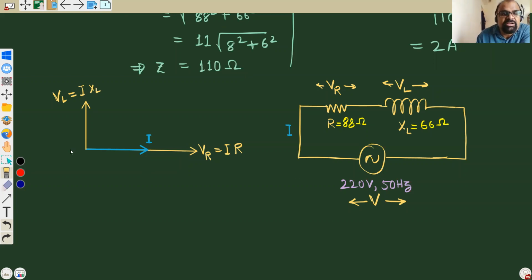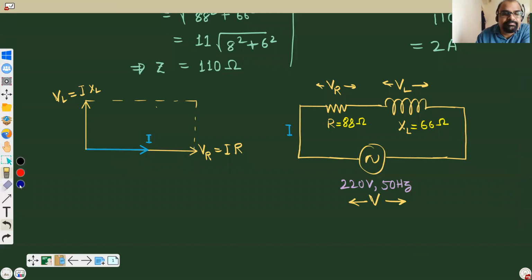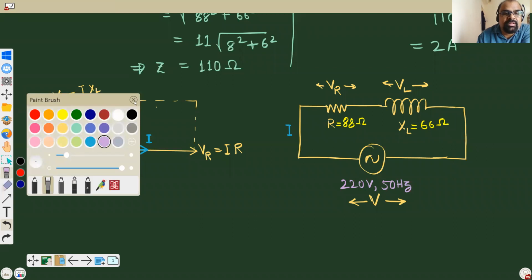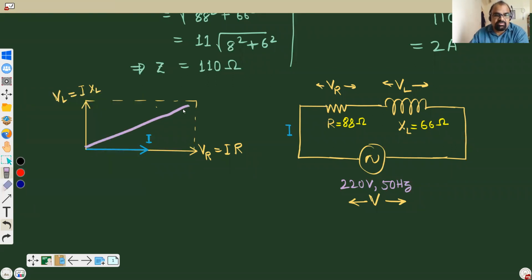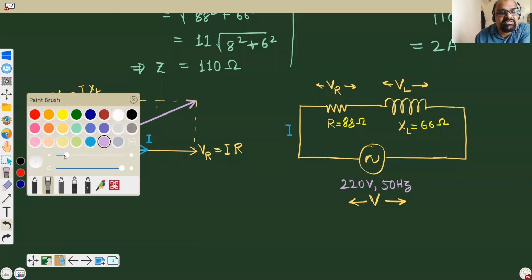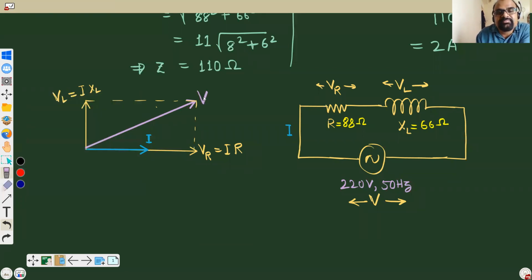Yeah. So this phasor and this phasor we are adding, and when we add, we will get this phasor. I wanted to change this color. Yeah. So which phasor is this? This is the source voltage.